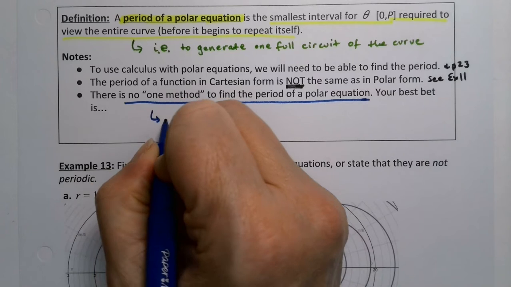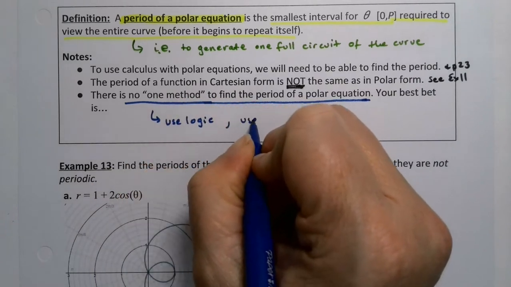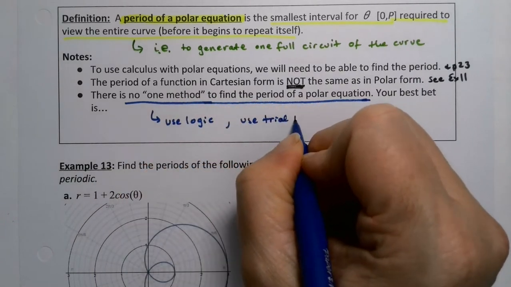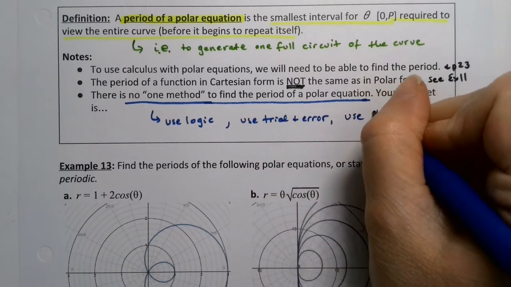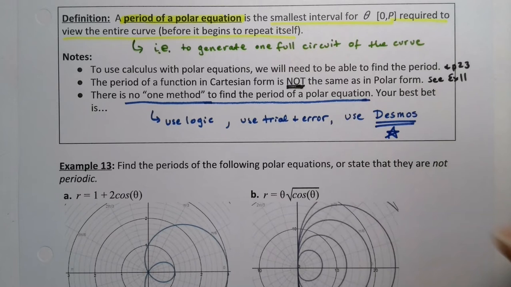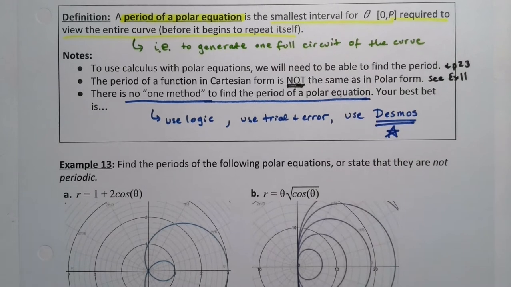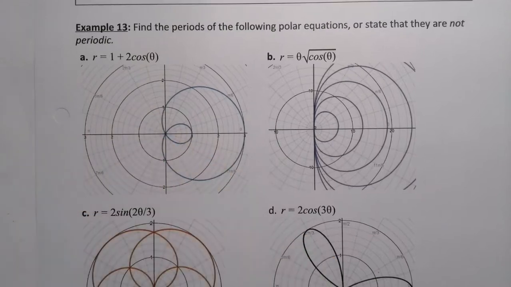So you can use logic, you can use trial and error, but let's get real. What you're really going to use is Desmos, depending on how you pronounce it. We're going to use computers, right? That'll help. All right, so let's look at all 4 of these. So we'll start off with the first one. So r equals 1 plus 2 cosine theta.